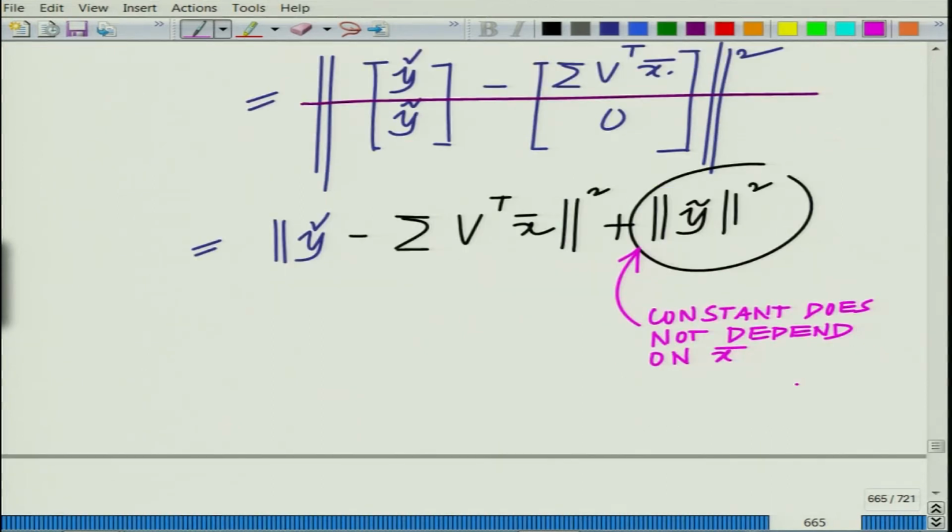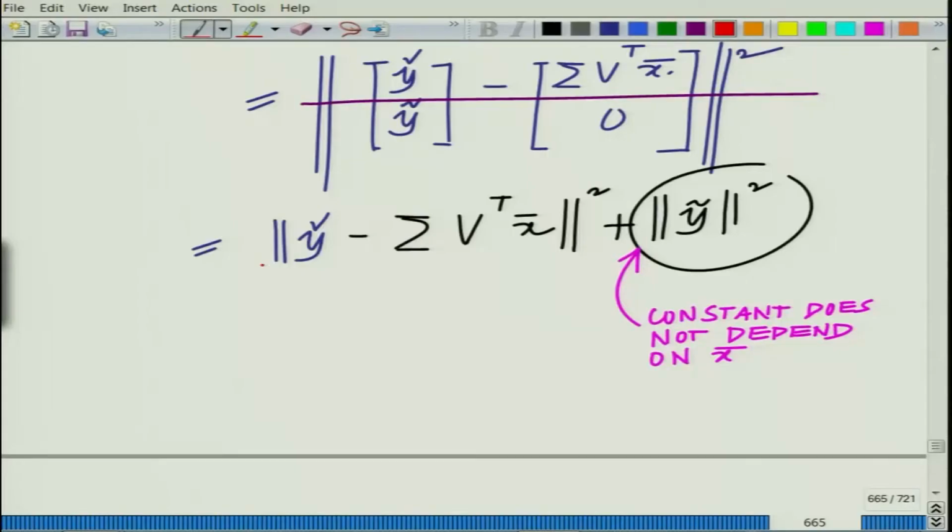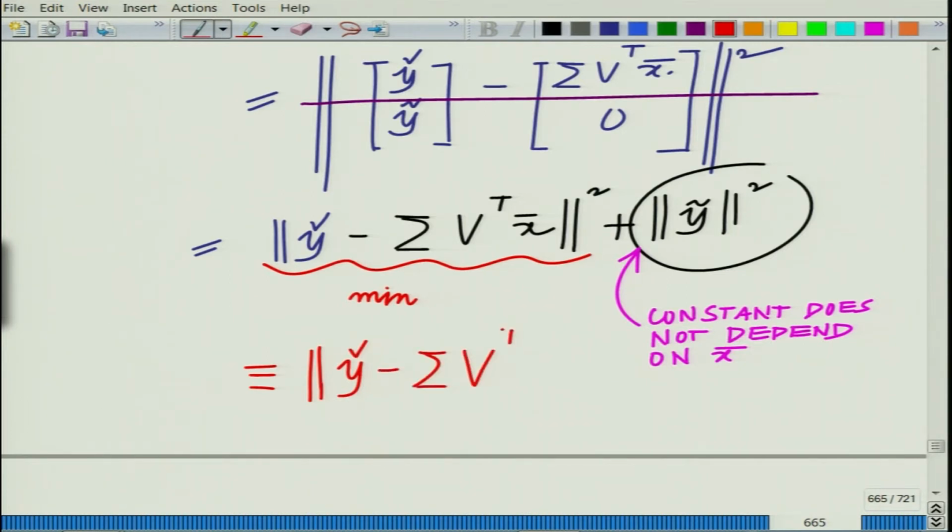Which means, remember we are trying to find the x bar which minimizes the least squares cost function. Now, this right part is fixed, that cannot be minimized, that does not depend on x bar. So, we are left with the left, that is norm of y check minus sigma v transpose x bar square. Okay. So, I can write this as the equivalent problem. Remember these 3 horizontal bars denote equal to, by definition.